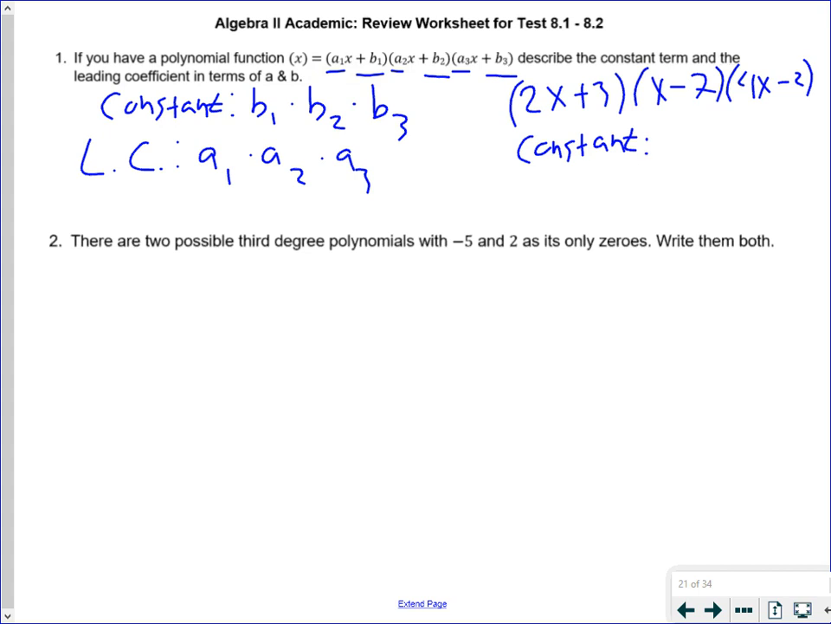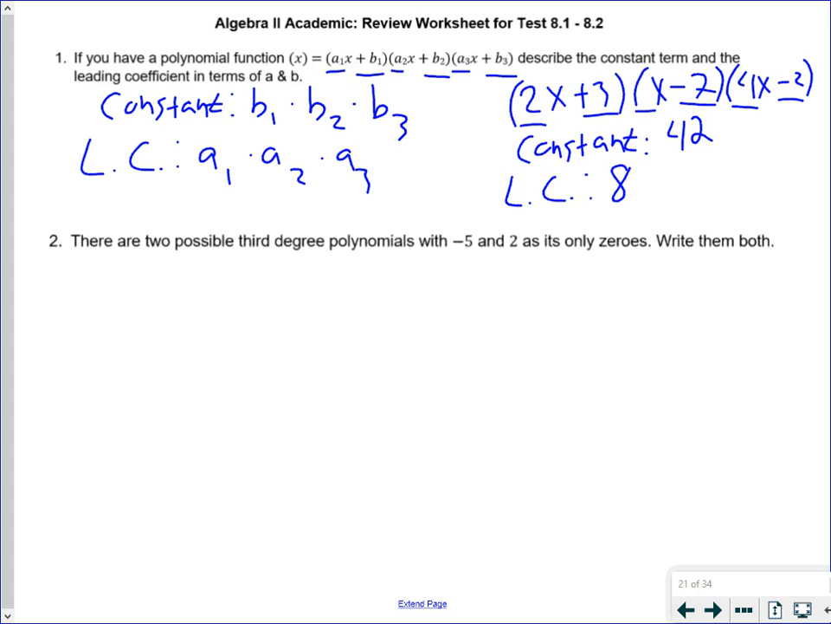will be 3 times negative 7, which is negative 21, times negative 2, which is a positive 42. You multiply all the terms without an x. So 3, negative 7, and negative 2. The leading coefficient, we're going to multiply the coefficients in front of the x. So the 2, the 1, and the 4, which is just 8. 2 times 1 is 2, 2 times 4 is 8. So that's how you do it in terms of a and b, and if we actually had real numbers instead of just variables.